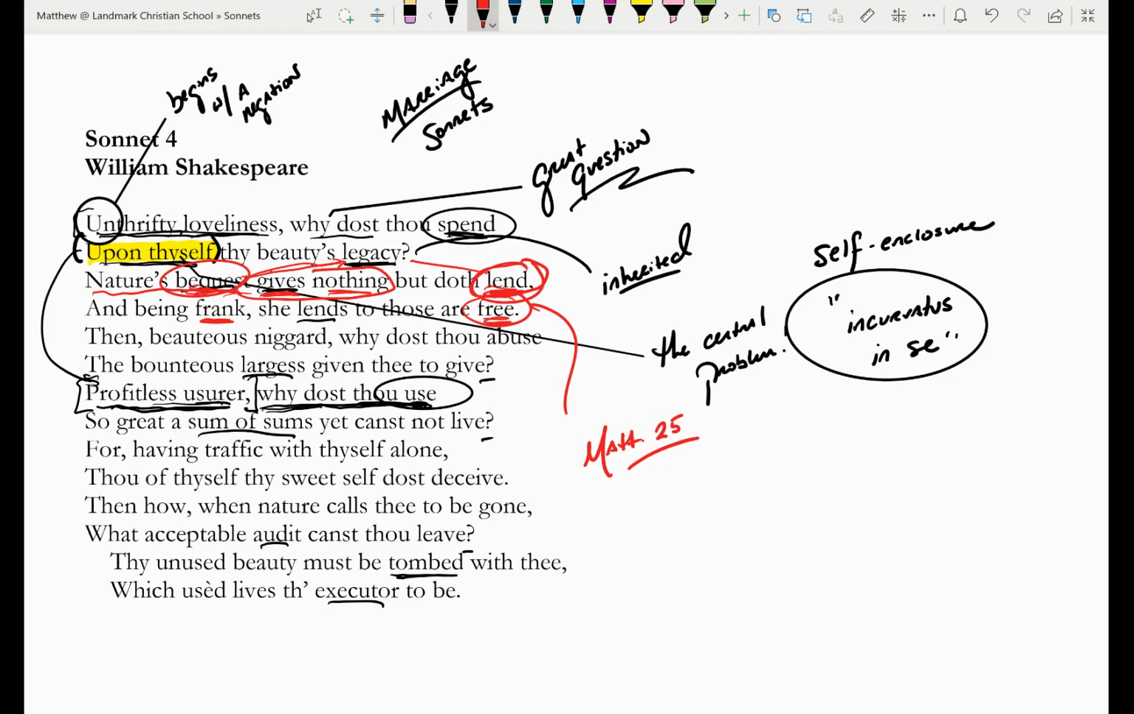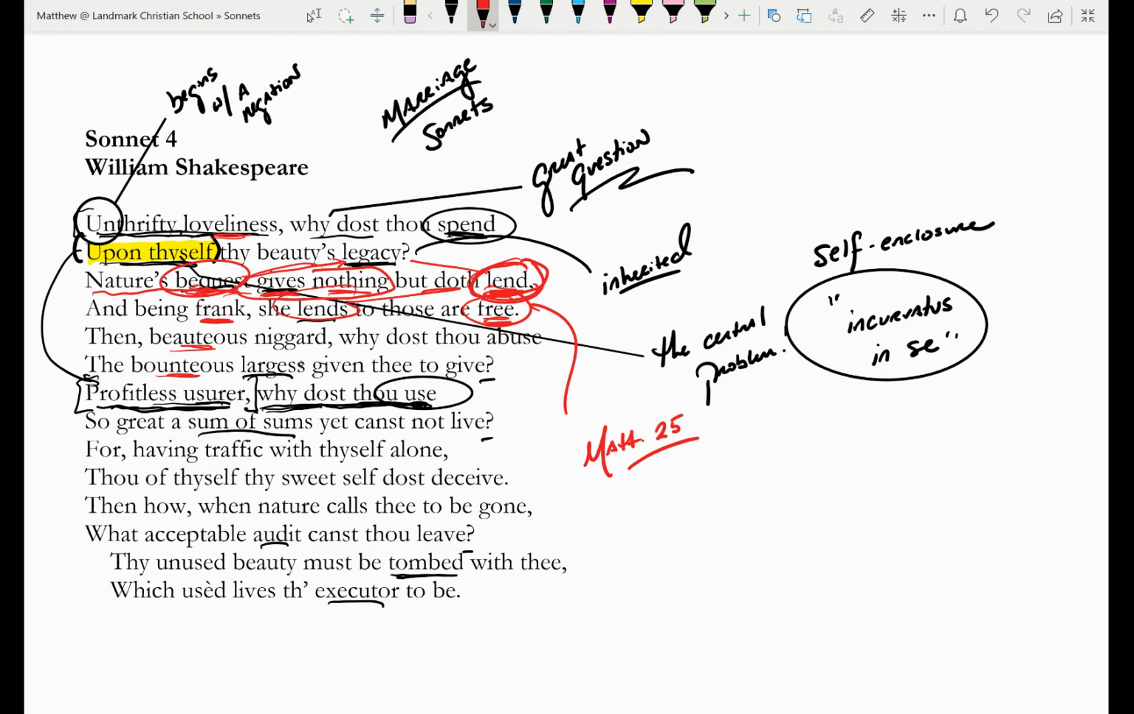He has been given a great gift in his loveliness, in his beauty, in his bounty, and yet he's hoarding. He is burying his talent rather than multiplying it. And in this context, multiplying it would be through marriage and procreation. So nature's bequest gives nothing but lends. It doth lend. And being frank, she lends to those who are free. So this repetition of lending, he's really emphasizing that notion.